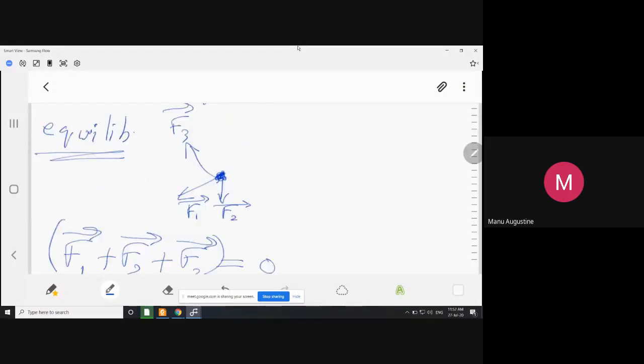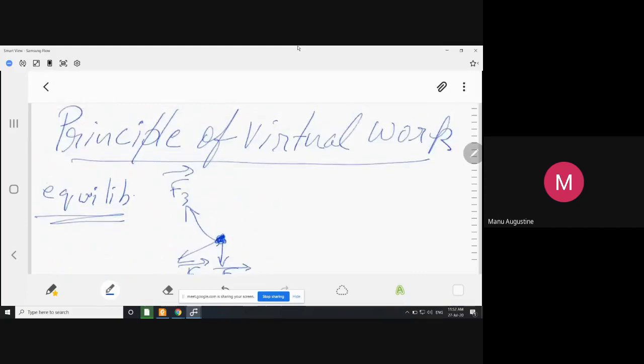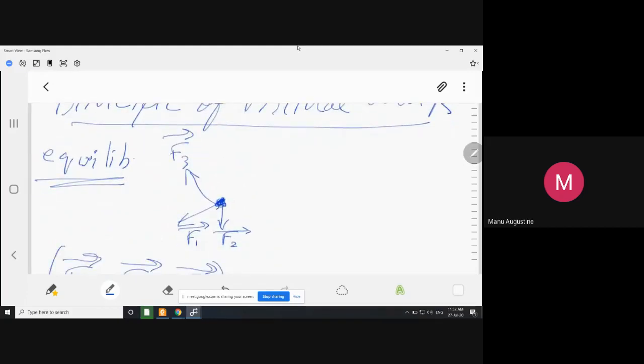And now the concept of virtual work comes in. You give a small imaginary displacement to this particle. Let us say the displacement given is delta r in this direction. So delta r is also a vector. It is a displacement vector. So this particle has moved, right? So now the particle is here.